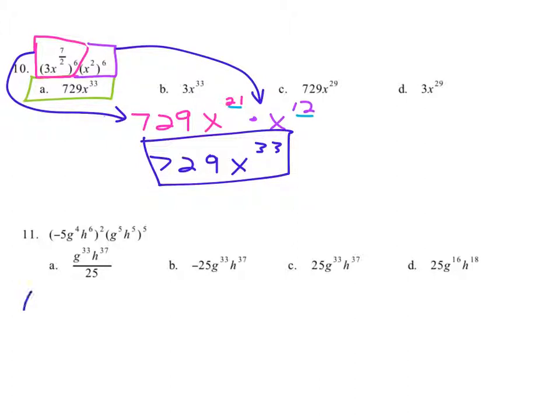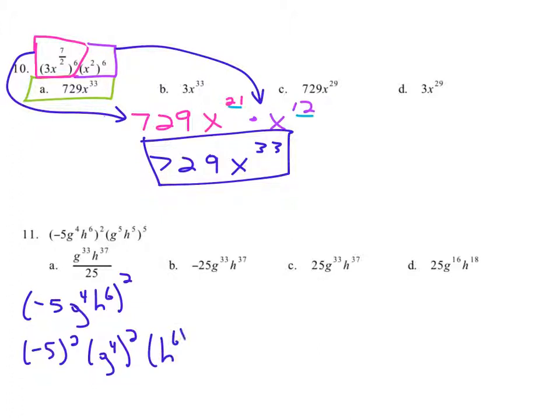We're going to take first negative 5, g to the 4th, h to the 6th, and we're going to raise it to the second power. And what we get there is we essentially get negative 5 to the second power times g to the 4th to the second power times h to the 6th to the second power. That's the first bit of it. Okay, and I'm going to write it up top once we get the result.